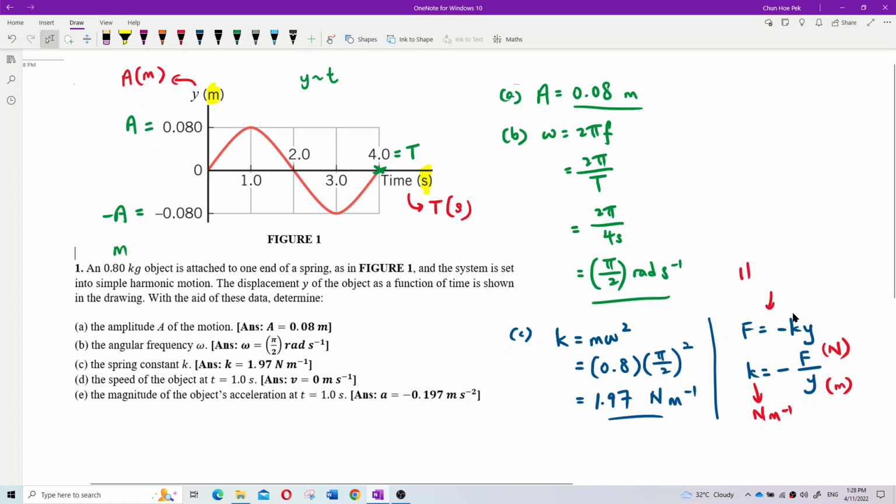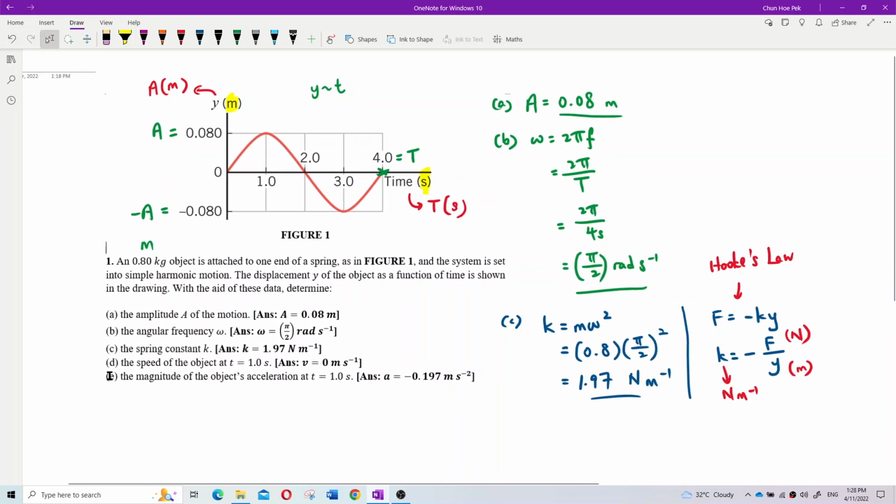This is actually Hooke's law: F equals negative ky. Last time we put it as x, now we put it as y, the displacement. So the unit for k is newton per meter. Okay, next, question D.